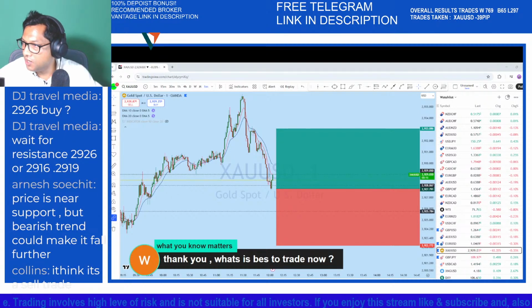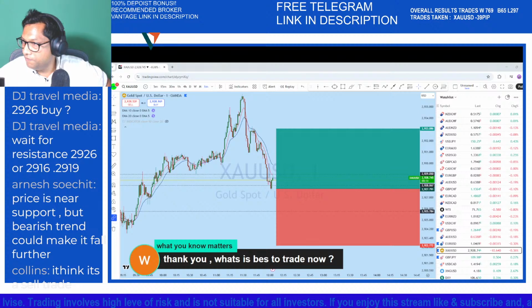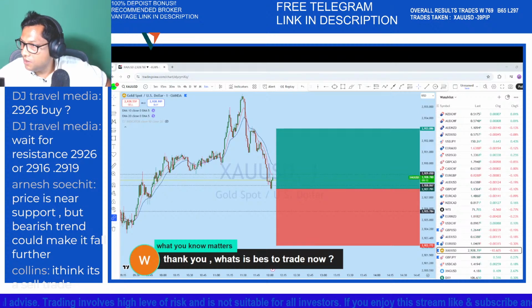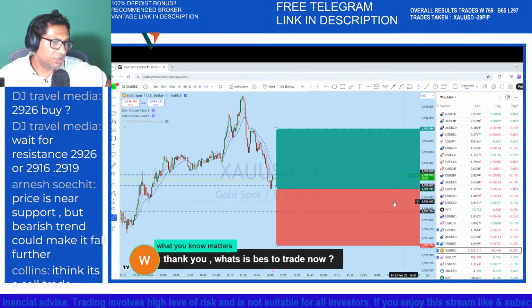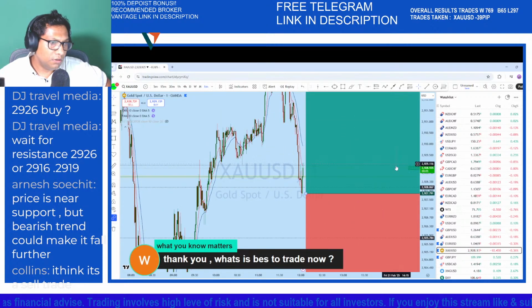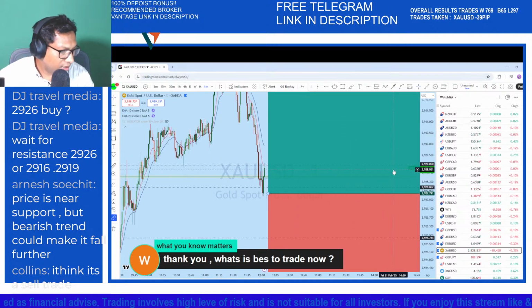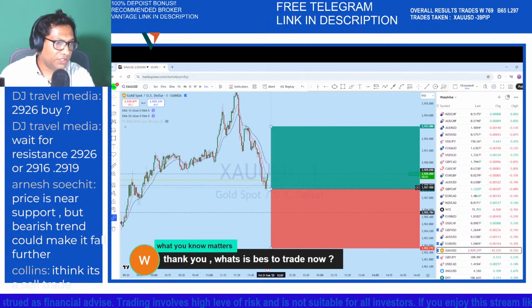And from the 1 hour, as you know, if the market potentially bounces, we could see a pretty strong bounce possible. If it does that, then we are on the profit side.